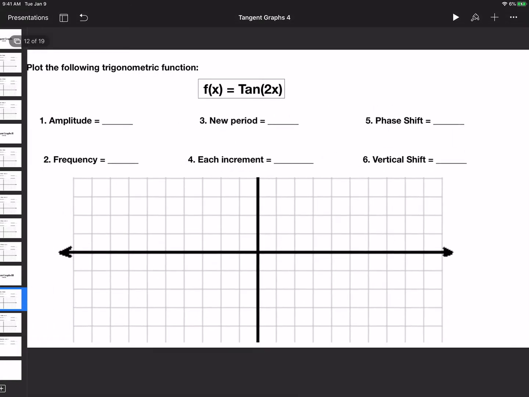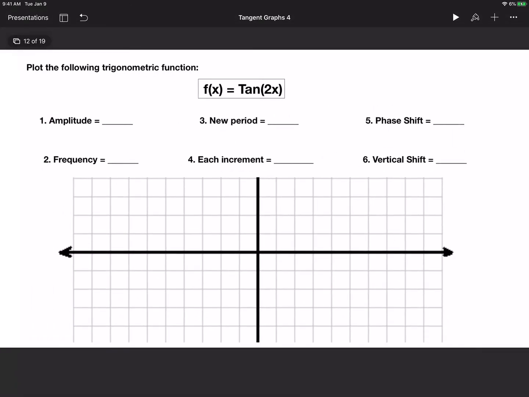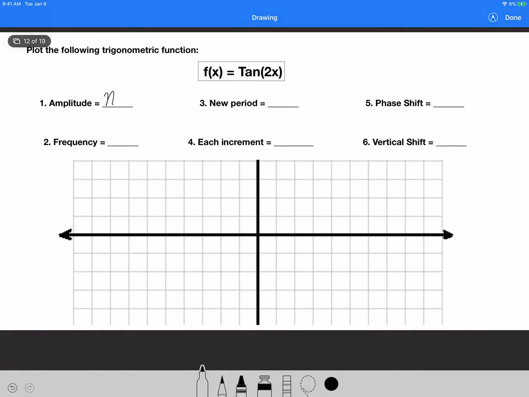For this question, we have f of x equal to tangent of 2x. Now remember, for amplitude, for tangent, we always write none, because we don't have the maximum and minimum value from the middle line. The next thing that we're going to take a look at is the frequency. The frequency will be the value that's always located here. The new period would be pi divided by b.